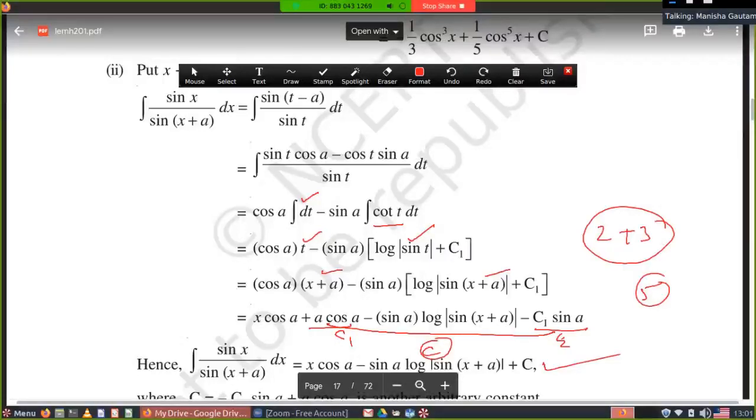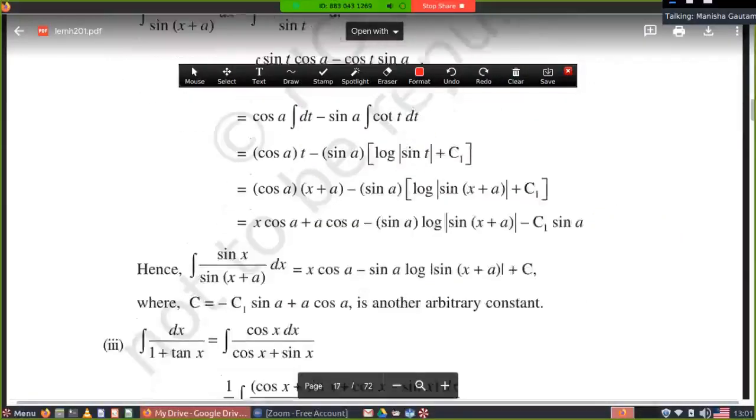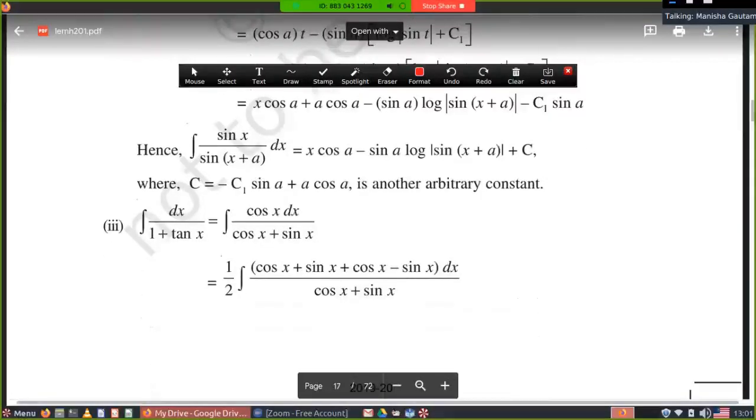Okay. Now come to the next part of the example. It's a very good question: integration of 1 upon 1 plus tangent x. In this question, you have to just observe how to do it. Suppose here is 1 upon 1 plus cot x, the same procedure will be applied, just according to the need of the question.